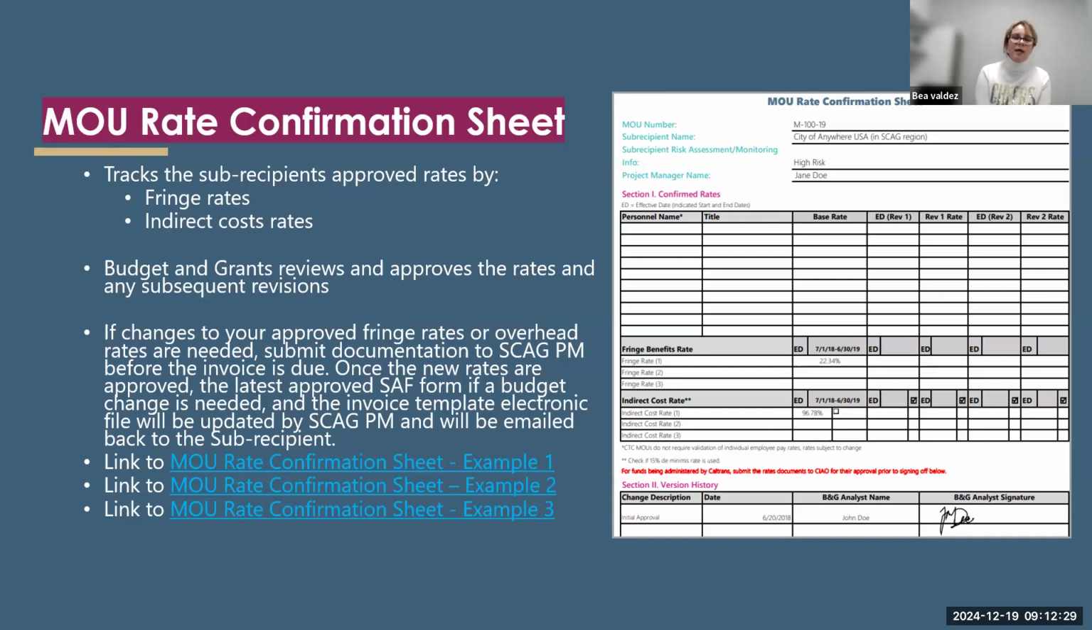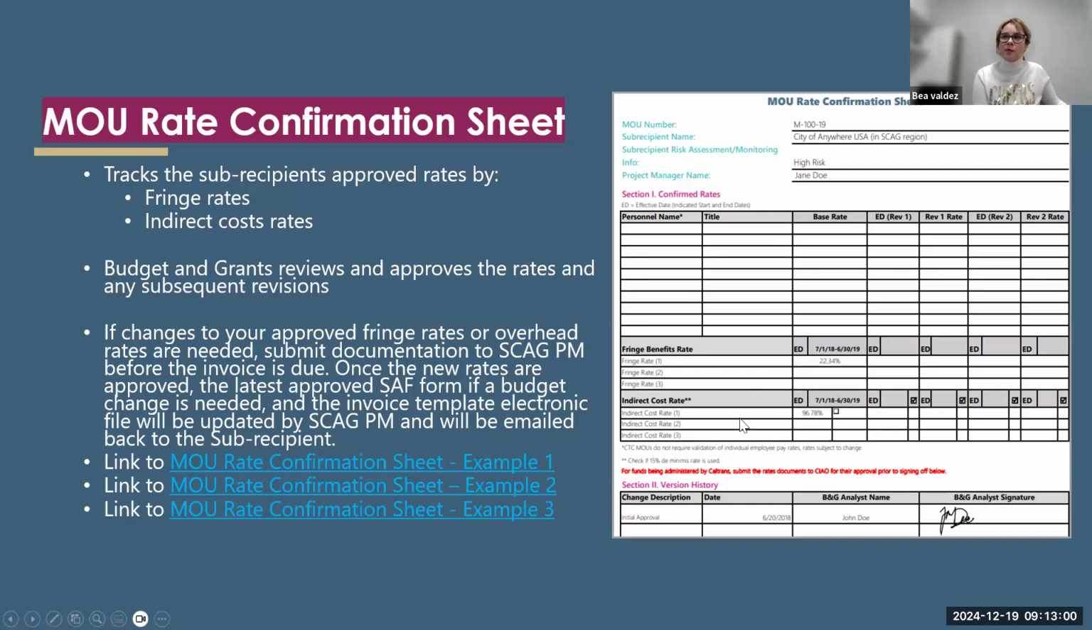If you have an approved federally funded rate, which we call a NICRA, which is a negotiated indirect cost rate approval, you will be submitting that to your PM, and then our budget and grants team will be reviewing and verifying that you have the right information, and then filling out this worksheet indicating what is the rate that we are approving to use as you're invoicing for cost.